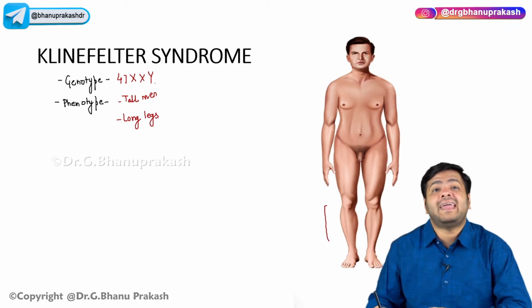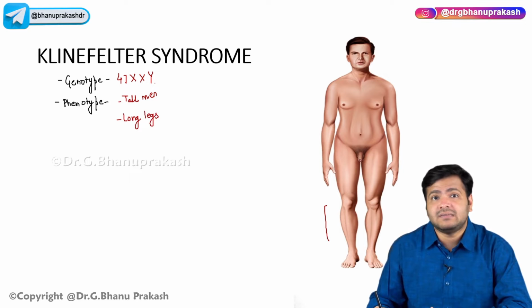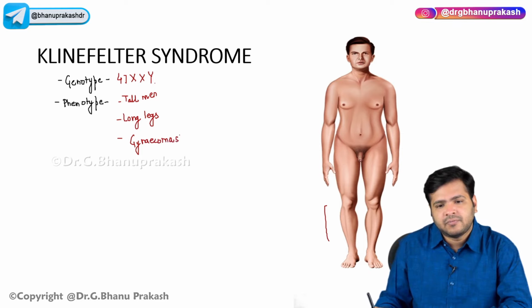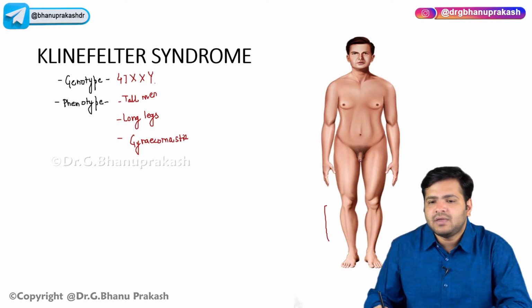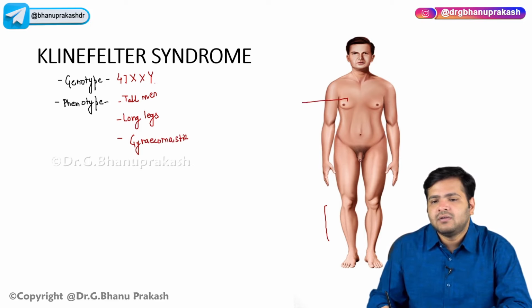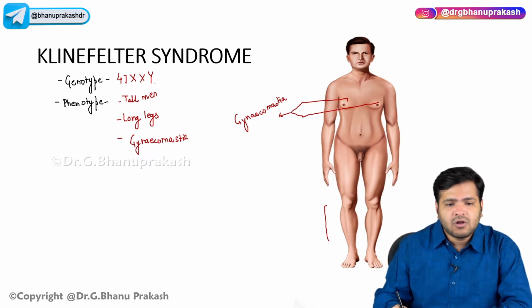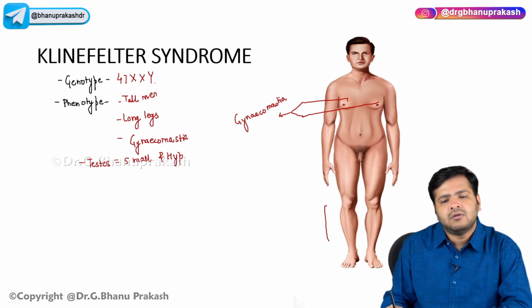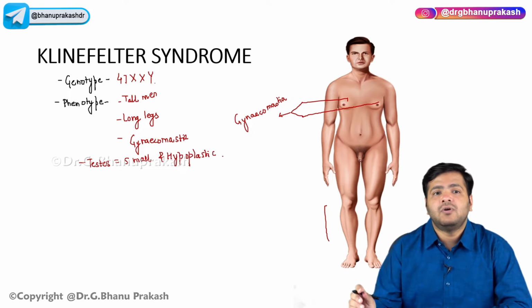And apart from that, you will see gynecomastia. There will be breast development in these males. So if you can see over here, there is abnormal breast development, and this is called gynecomastia. If we talk about the testis over here, the testis will be small and hypoplastic.